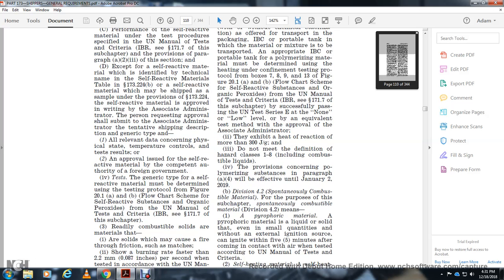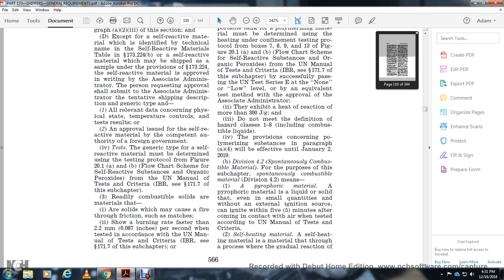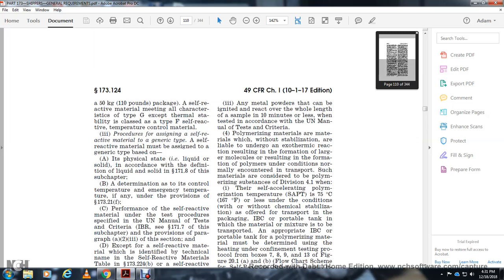Readily combustible solids. Solids are materials that may be ignited through friction, such as matches, with a burning rate faster than 2.2 millimeters per second in the testing of the UN Manual of Tests and Criteria, or any metal powders that can be ignited and react over the whole length of a sample in 10 minutes or less in testing under the UN Manual of Tests and Criteria.